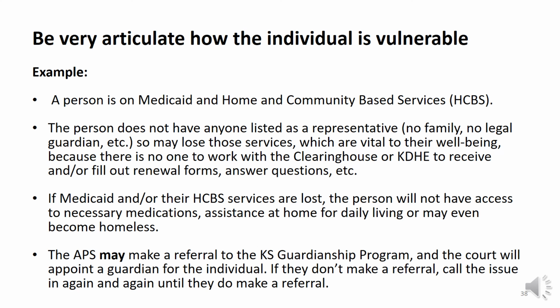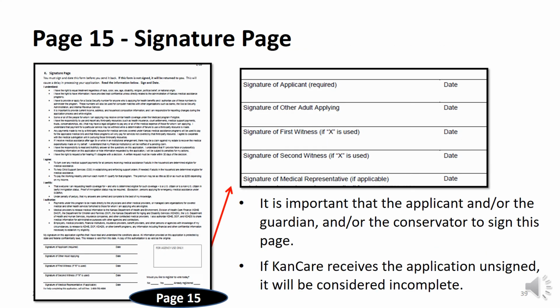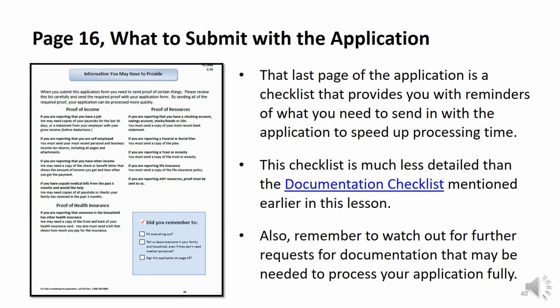Page 15 of the KanCare application is the signature page. It's important that the applicant and/or the guardian or the conservator signs and dates this page. If KanCare receives the application unsigned, it's considered an incomplete application. It's also important to read the fine print as it provides important information such as estate recovery and the consumer's rights and responsibilities. Page 16, the last page of the application, is a checklist that provides you with reminders of what you need to send in with your application to speed up processing time.